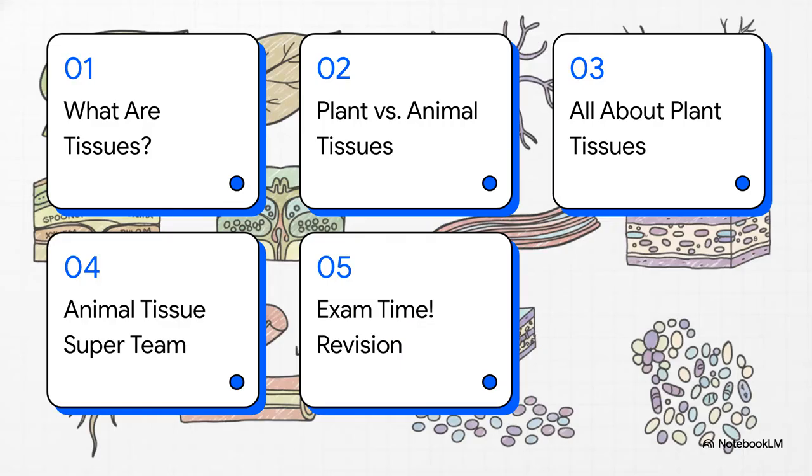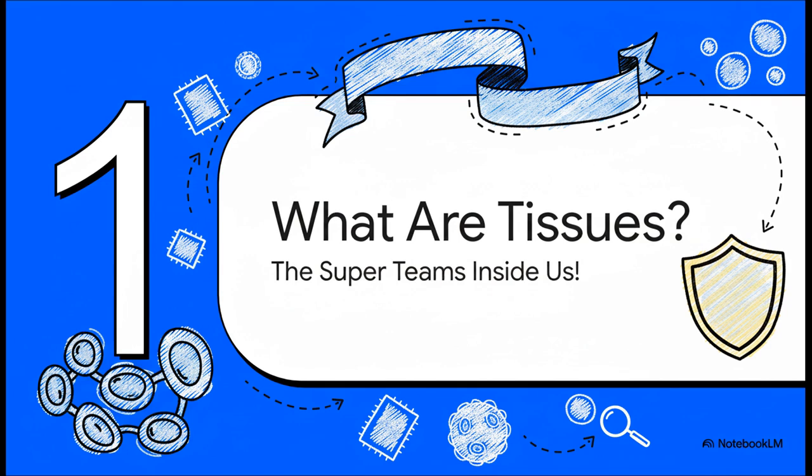Simple, right? So here's our game plan for today. We'll quickly cover what tissues are, check out the difference between plant and animal tissues, take a look at both teams, and then, my favorite part, a quick revision to get you totally exam ready. Let's begin.